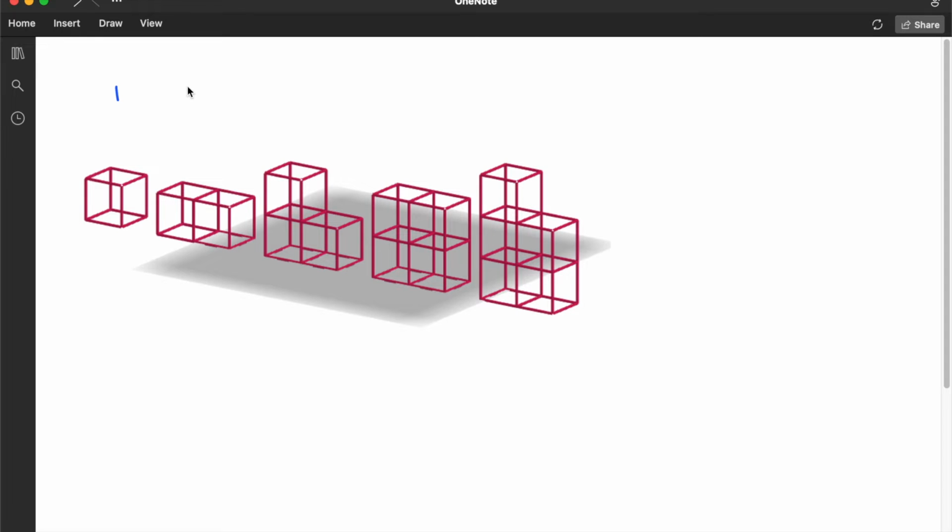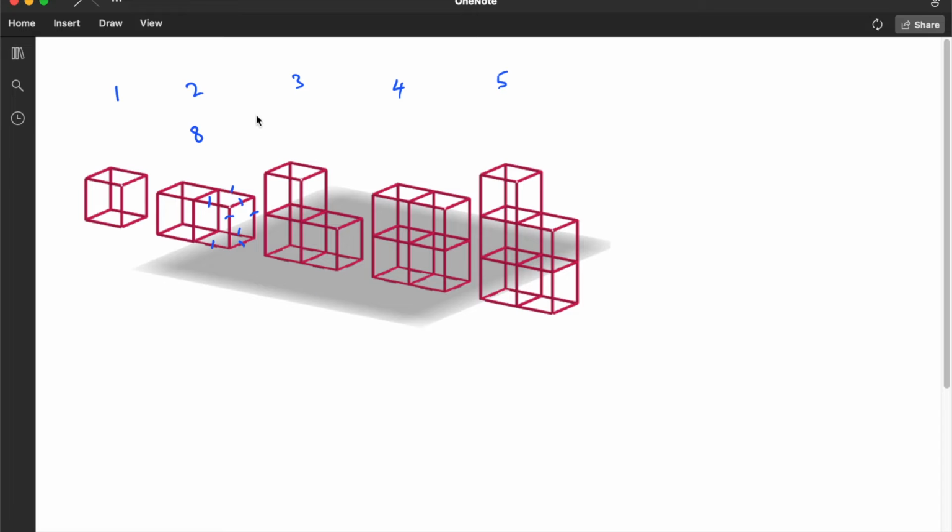So this is 1, 2, 3, 4, and 5. In figure 2, this cube is being added. So how many more rods are being added here? So let's count. 1, 2, 3, 4, 5, 6. All these are actually horizontal. 7 and 8. So we get 8.